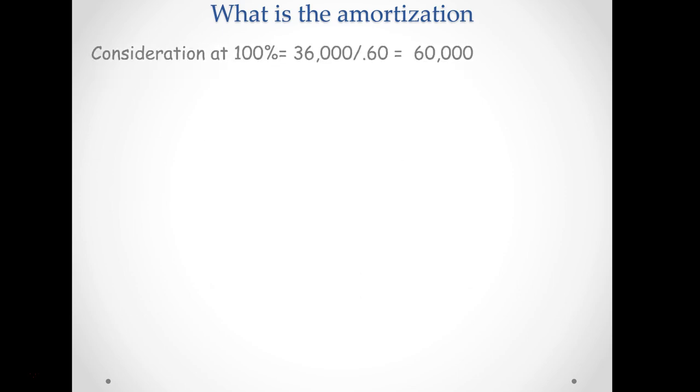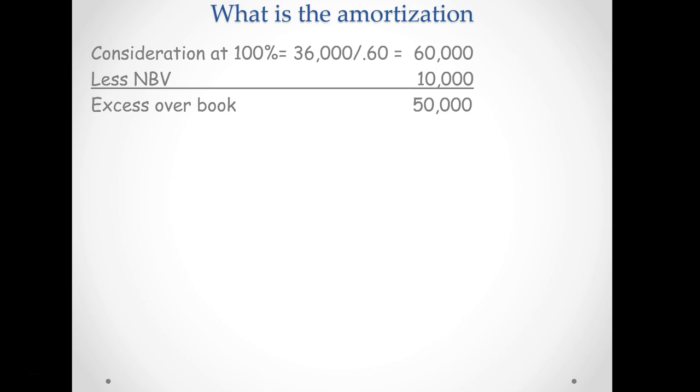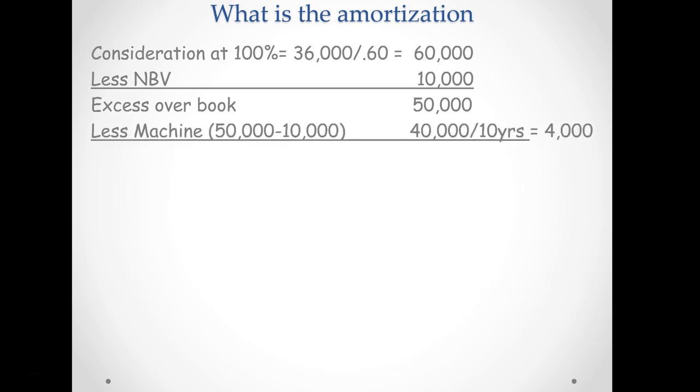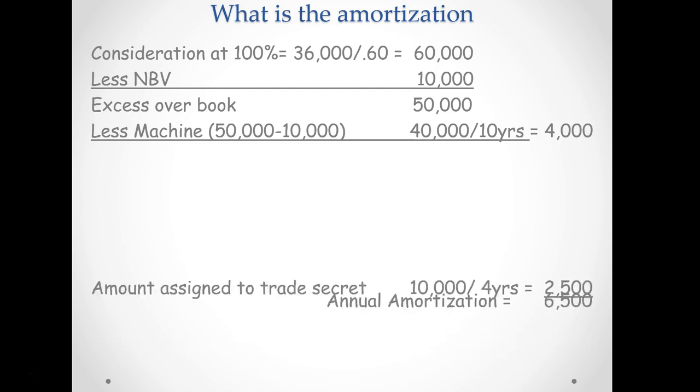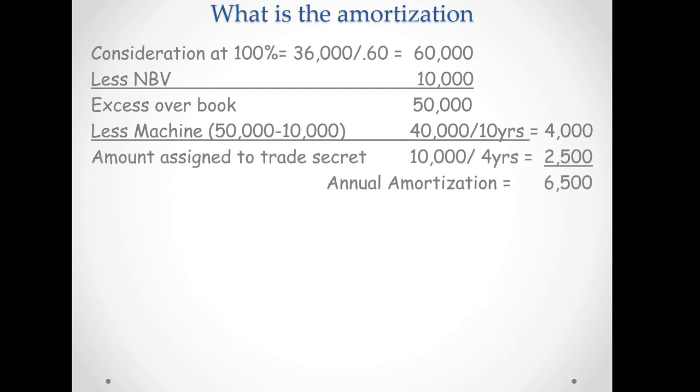So the consideration at 100% is $60,000. Less the net book value means we have excess over book of $50,000. We know that $40,000 is for the machine, 10-year life, and $10,000 is for a trade secret, 4-year life. So our annual amortization and depreciation is going to be $6,500.